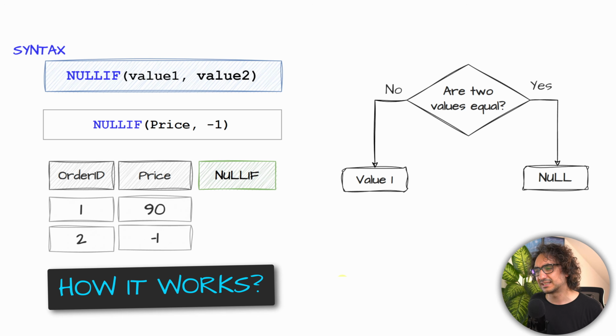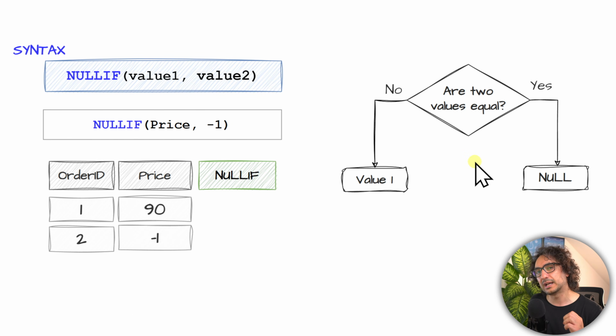Alright, so now let's understand exactly what we mean with the NULLIF. The workflow can be like this. SQL is going to check two values, the value 1 and the value 2, and if they are equal, then SQL is going to return a null. But if the two values are not equal, SQL is going to return the first value. So it is the one on the left side.